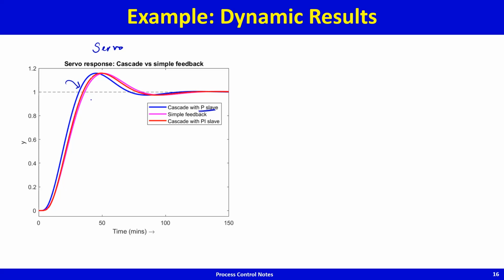The blue line is noticeably faster because with a P controller one is able to use a higher gain in the slave loop, and the slave loop is then faster, and because the slave loop is faster, that translates to the master loop response being faster too, noticeably faster. With a PI controller, a very high gain cannot be used because it will result in too much oscillatoriness, and that is why the red curve, which is for a PI slave loop, is only marginally faster than the simple feedback servo response, the magenta curve.